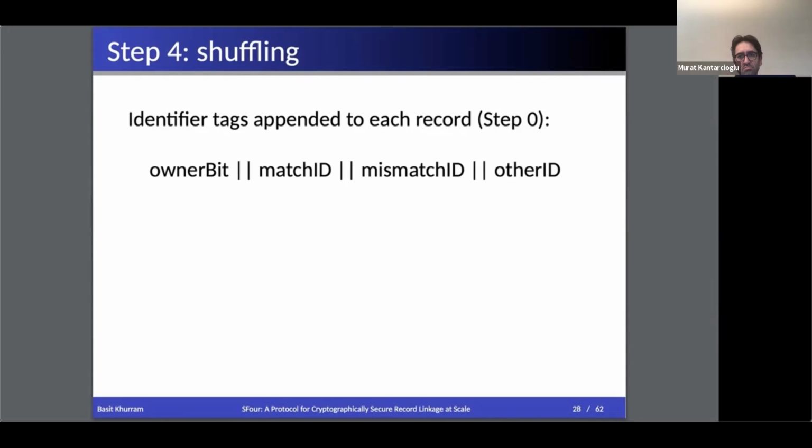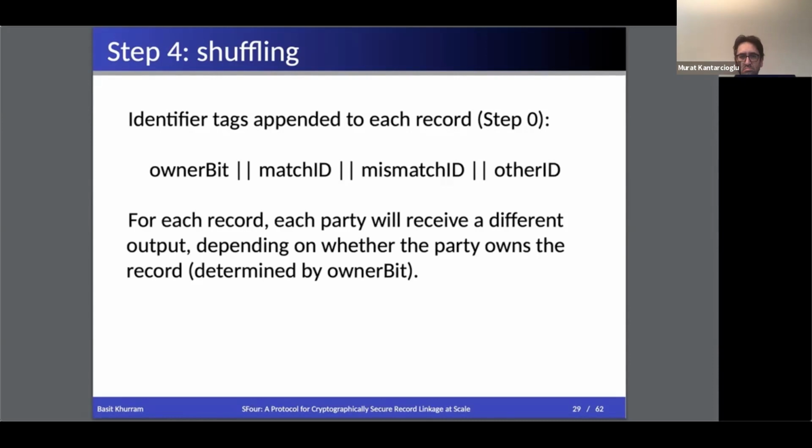A concatenation of an owner bit, this being a bit indicating which owner owns this record, a 1 for party 1, a 0 for party 2, for example, a match ID, this to help indicate that the attached record is a match, a mismatch ID, this to help indicate that the attached record is not a match, and another ID, this to act as a sort of dummy identifier and actually indicate no information about the attached record.